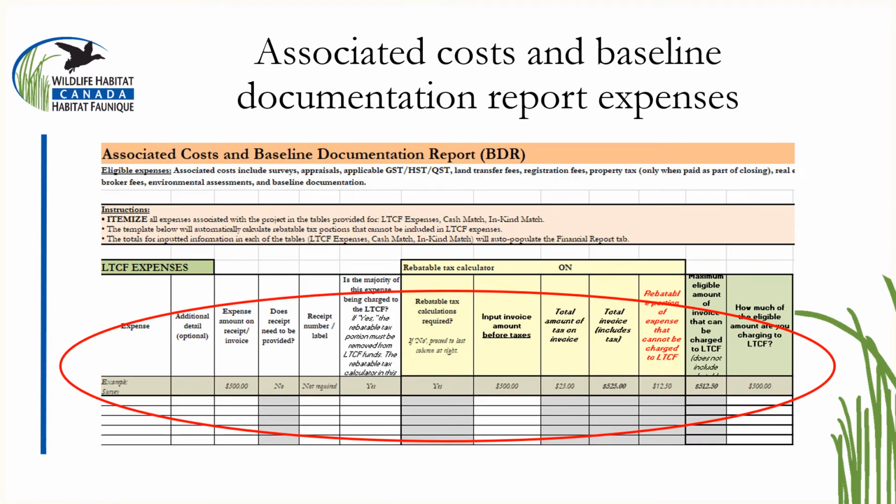Associated costs and baseline documentation report, BDRs. The associated costs include surveys, appraisal, applicable GST, HST, QST, land trust fees, property taxes only when paid as part of the closing, real estate broker fees, environmental assessment, and baseline documentation. Please complete as needed.